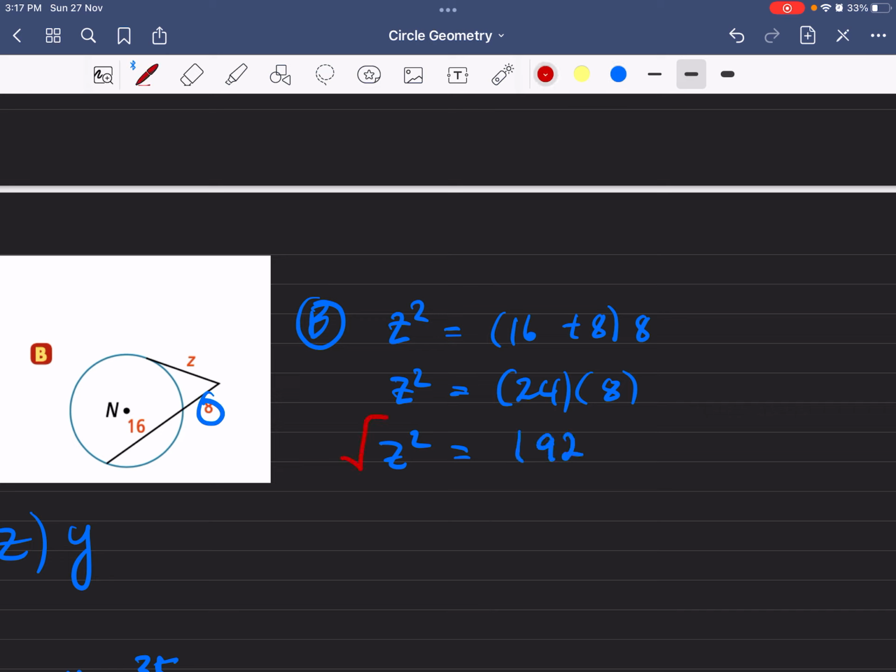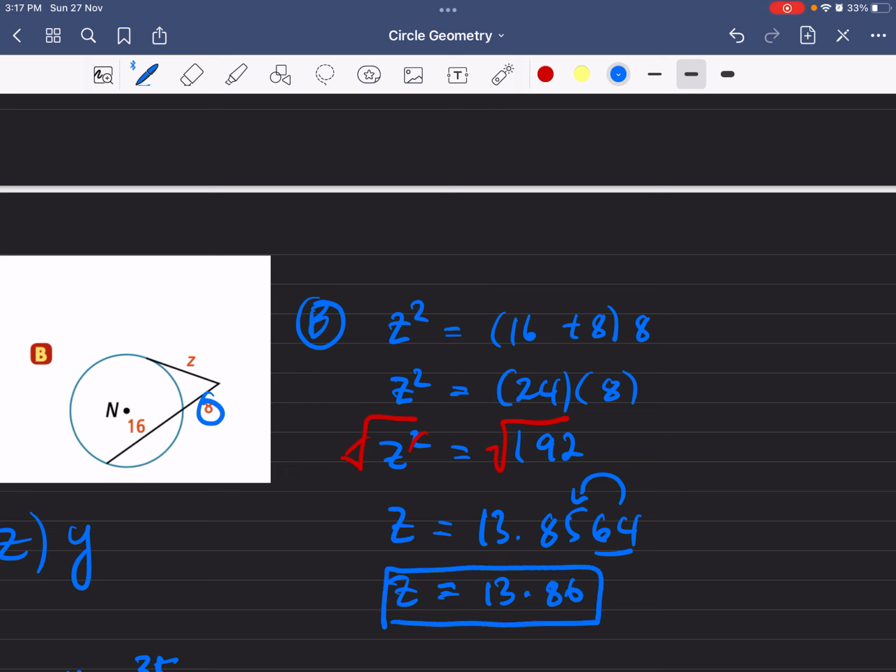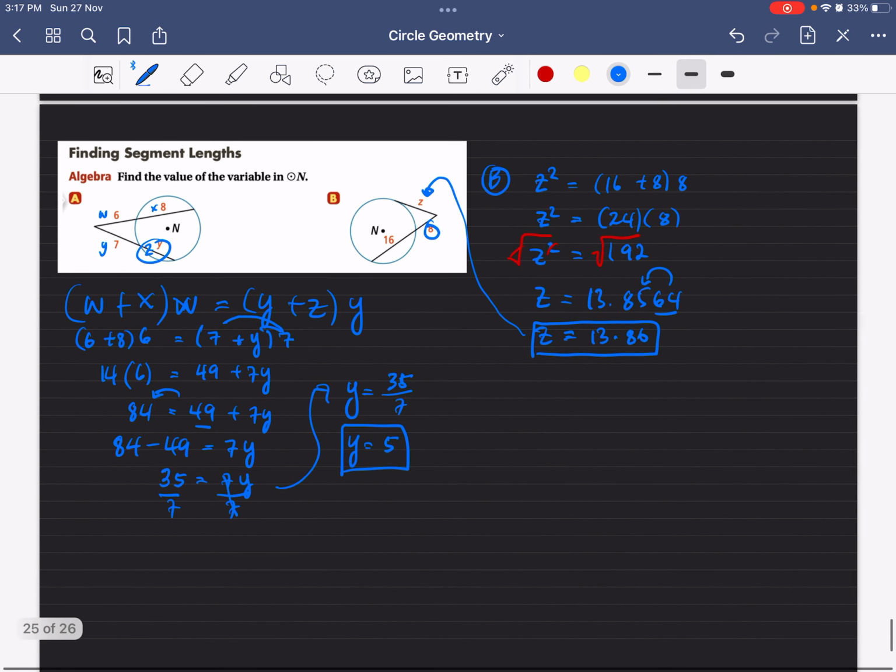Now we're going to get its value. So z here is the square root of 192. What do you think is the square root of 192? The square root of 192 is simply 13.8564. I'll get it to 4 decimal places first, and then I'll reduce that to 2 decimal places, 13.86. Okay, so that is the value of our z here. That z in there is actually 13.86.